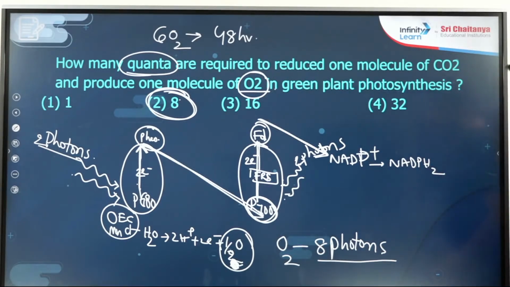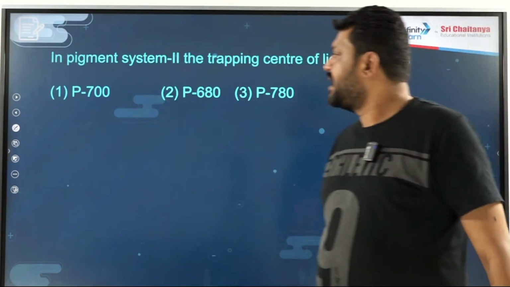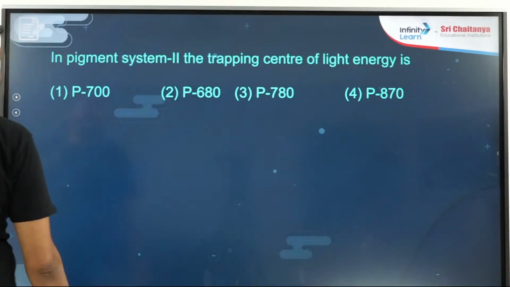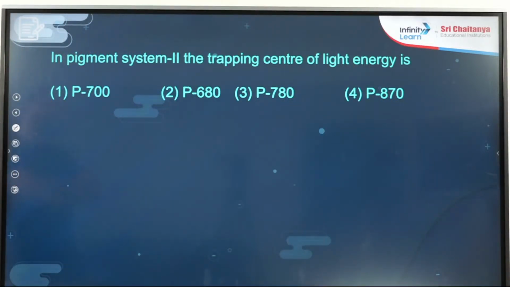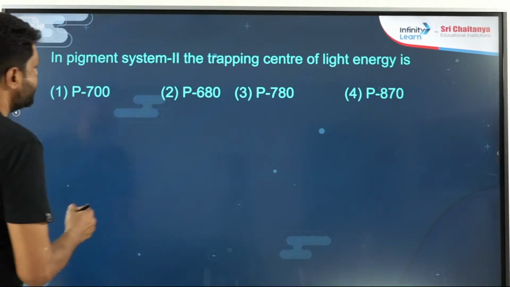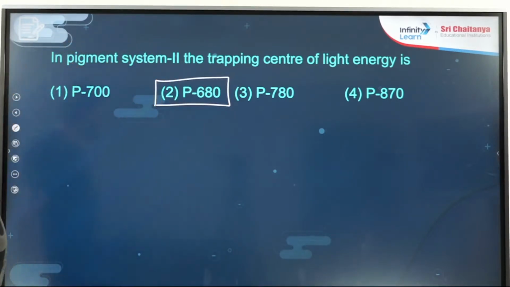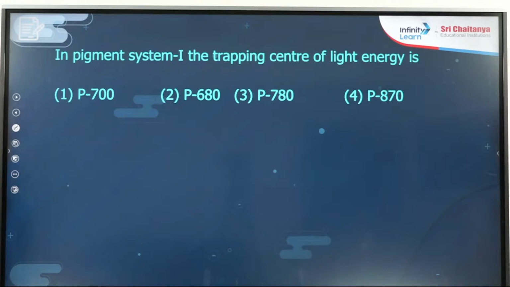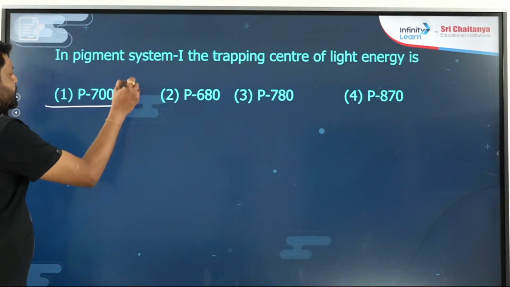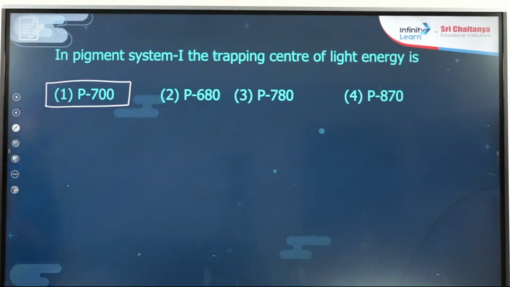Then let us go for the next question, that is in pigment system 2, the trapping center of light energy is in pigment system 2, the reaction center part is P680. Pigment system 2, P680. So this is one previous year question we should remember. P680 is the reaction center. So in pigment system 1, what is the reaction center? That is P700 is the reaction center.